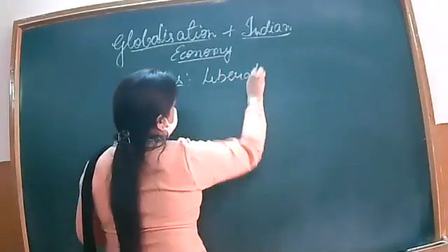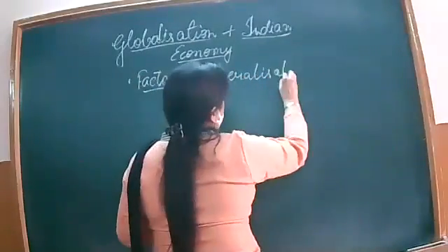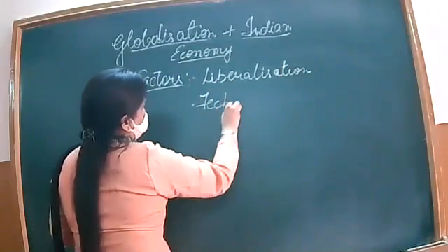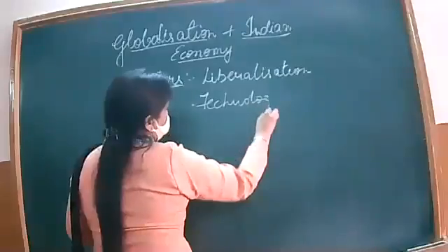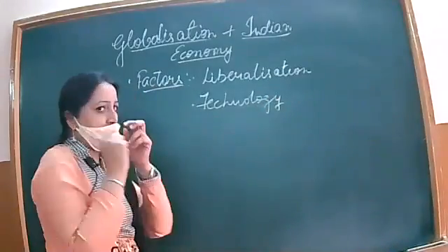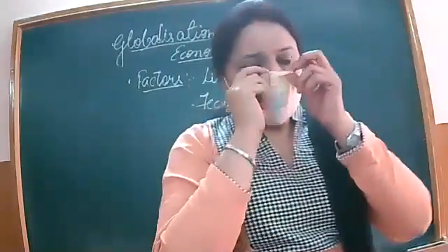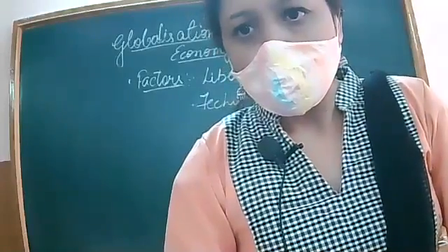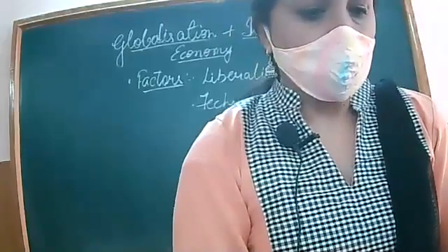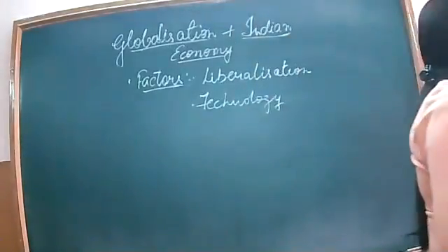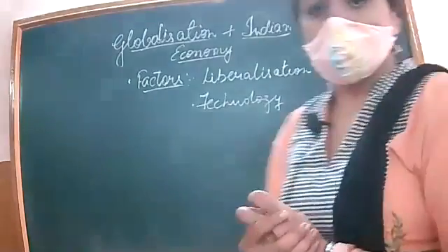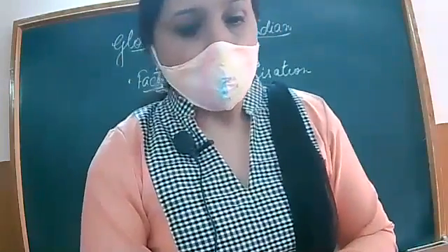The first point is liberalization, and the second point is technology. A full-fledged 5-mark question or a 4-mark question can be asked on this, that is, factors that are responsible for globalization. There are two factors: technology and liberalization.